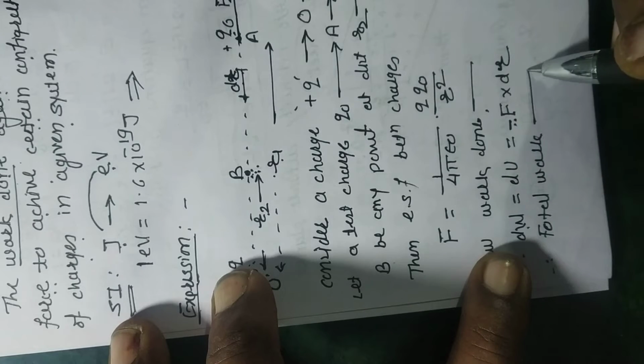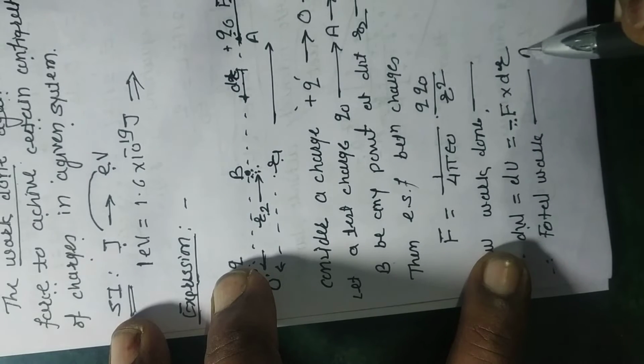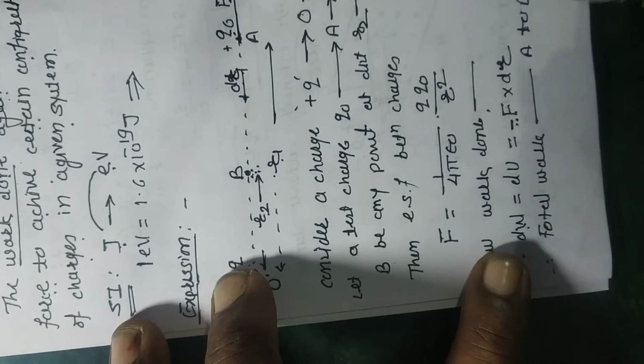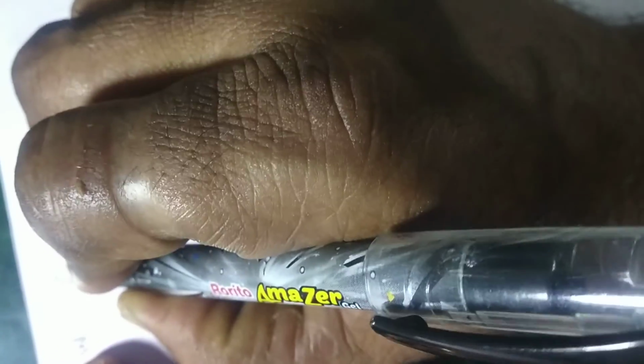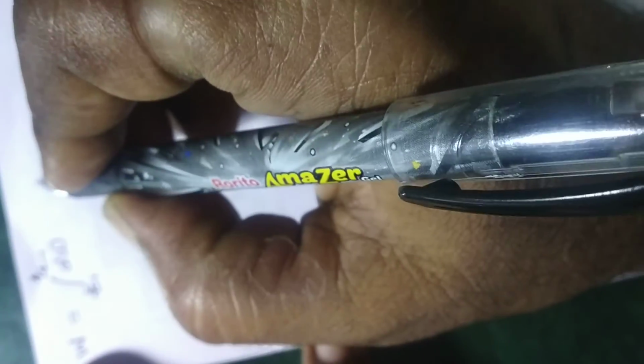Total work to displace charge from A to B, that is work W, is equal to integration of small work dW from R1 to R2.